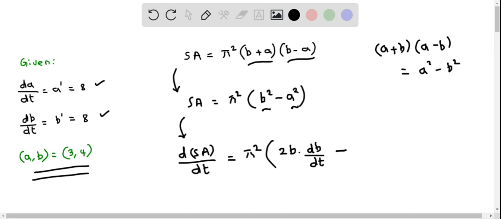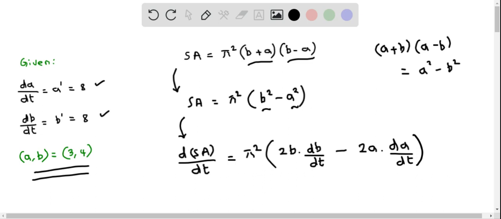Now let's do the derivative of A squared. The derivative of A squared is, when you apply the power rule, 2A times, and then you have to apply the chain rule to find the derivative of A with respect to time, which is dA over dt. So let's close this bracket. Now let's determine the value of the right side expression by substituting the given values.